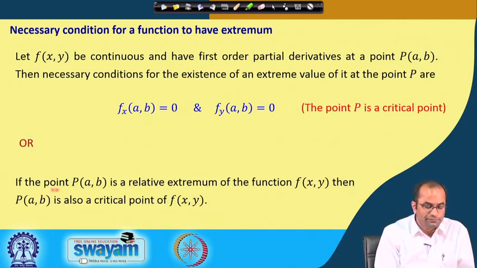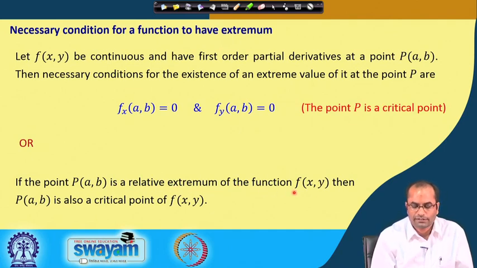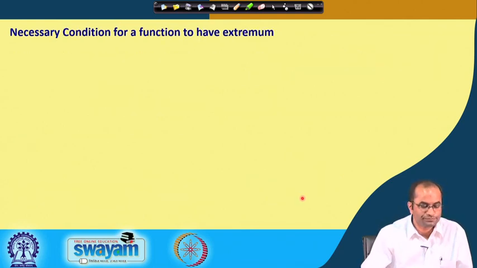Or in other words, if a point P(x, y) is a relative extremum of the function f(x, y), then this is a critical point of f(x, y), because, as we said, this is the necessary condition to have an extremum. So, if we have a point (a, b) where a relative extremum of this function exists, then definitely that has to be a critical point, because local maxima and minima will exist only at the critical points.